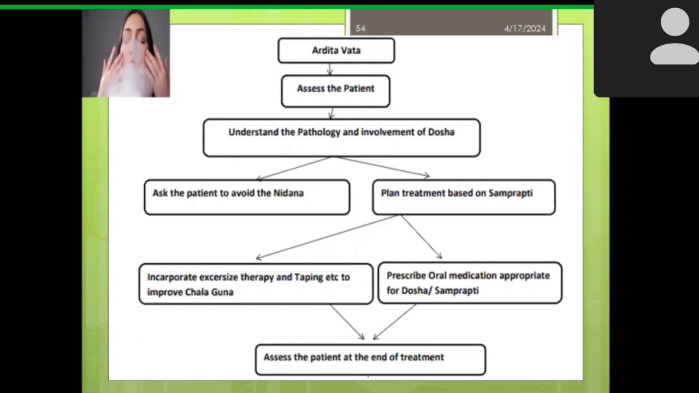I would understand it as improvement of chalaguna, because it has been lost. That's the reason why sthiraguna is more. That's the reason why you have to give exercise, and the taping and other kinds of exercise are very much essential. Prescribe oral medication appropriate to dosha and samprapti, and assess the patient at the end of treatment.